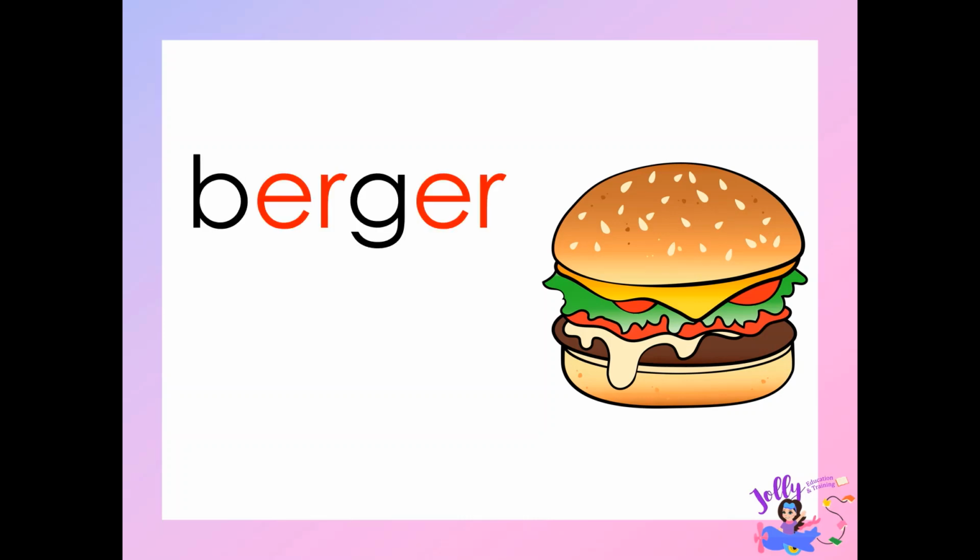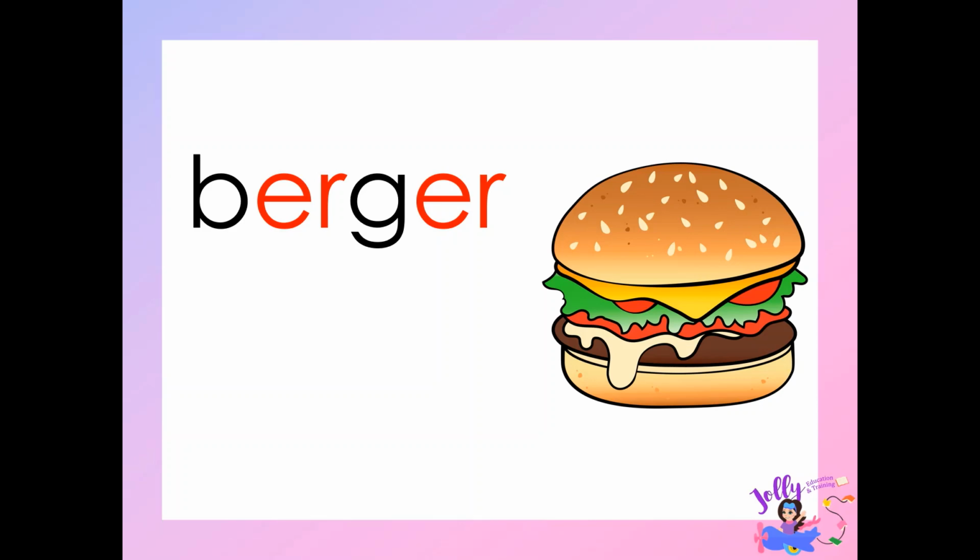I've got a picture of a burger. Tell me the sounds. Let's segment the word burger. If you need to use your phoneme fingers as we say the sounds and you count the sounds, you can do that. B, g, oh, there are four sounds there. And at the end, I can hear the sound. Oh, and when the sound is at the end, I know it's an ER. I just know that.